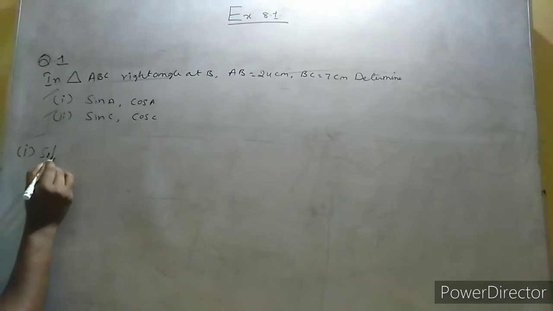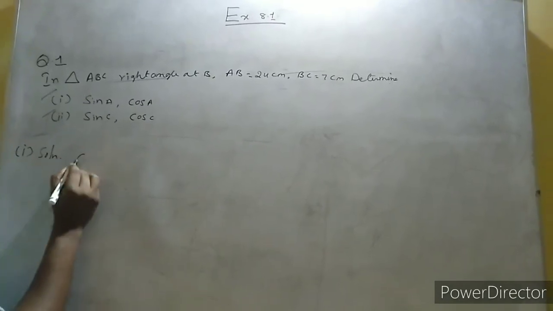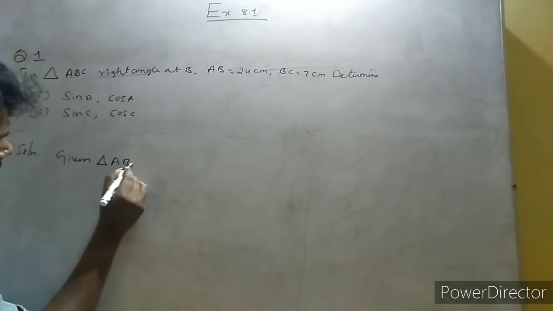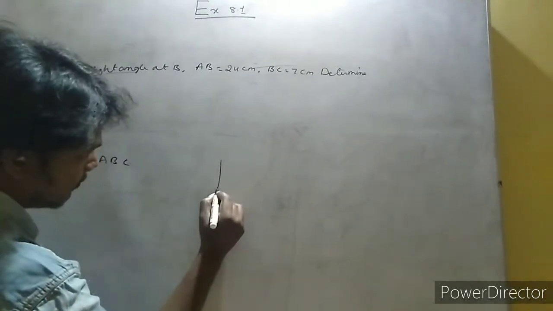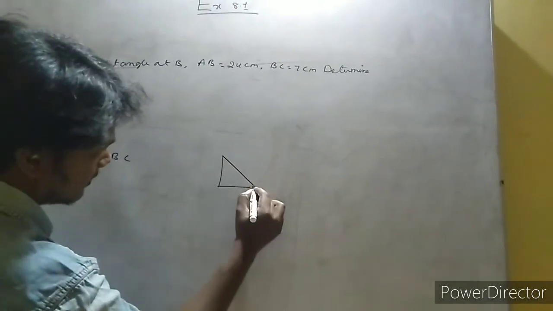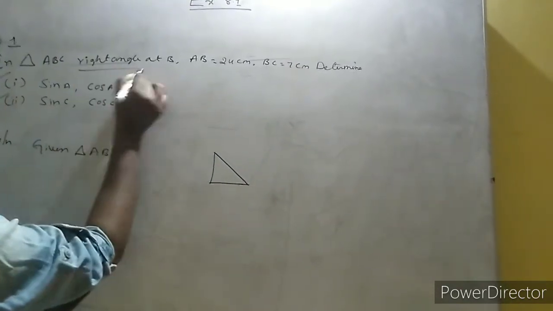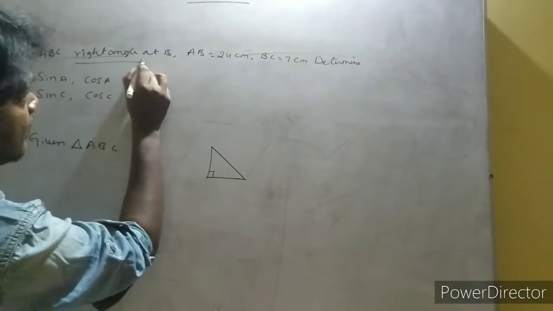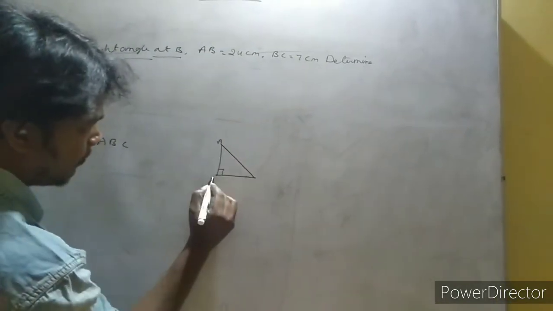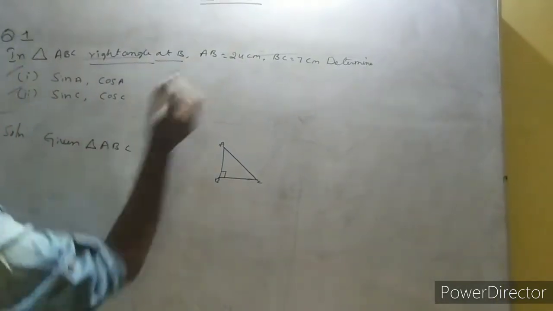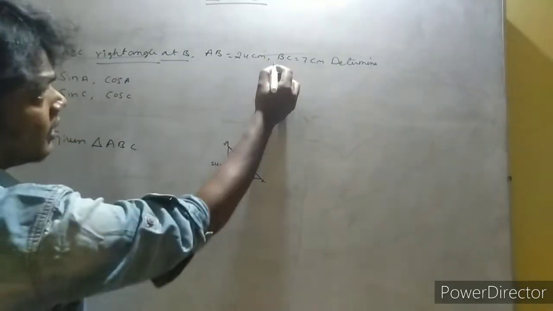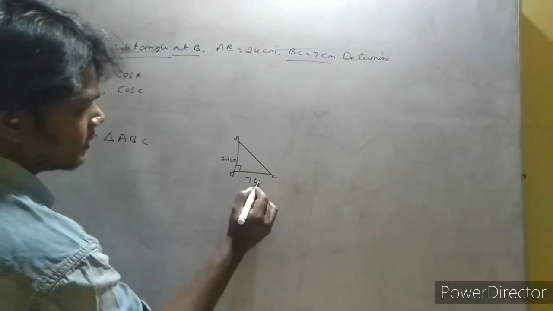So the solution: given the triangle ABC, first of all, you can draw a rough diagram of the right angle triangle. Right angle at B. So A, B, C. AB equal to 24 centimeters, and then BC equal to 7 centimeters.